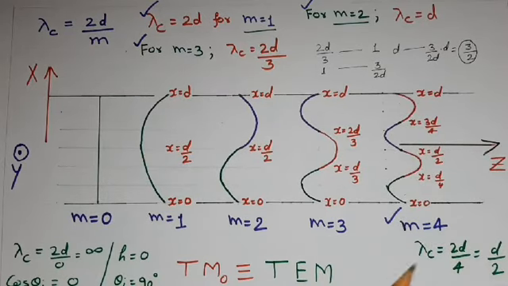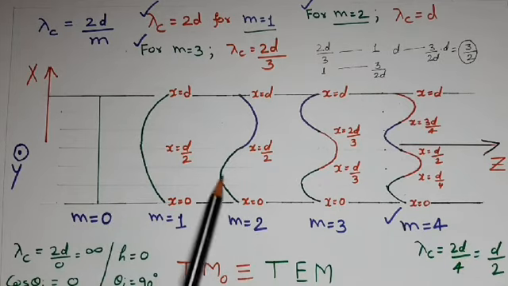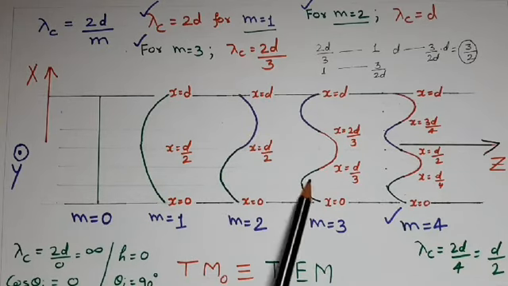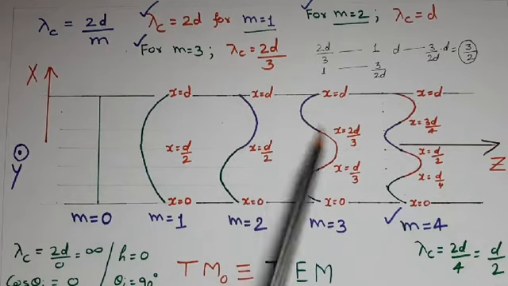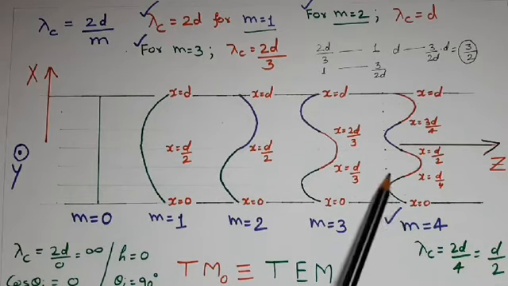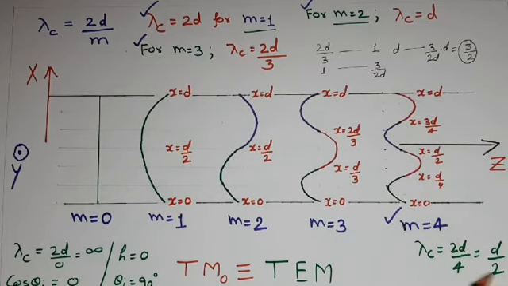If we observe carefully, we find that for m equal to 1, only one maximum exists between the planes. For m equal to 2, the variation is such that two maxima exist between the planes. For m equal to 3, we observe that three maxima are present between the planes. For m equal to 4, four maxima are present between the planes. Similarly, for m equal to 5, five maxima will be present between the planes, and so on.